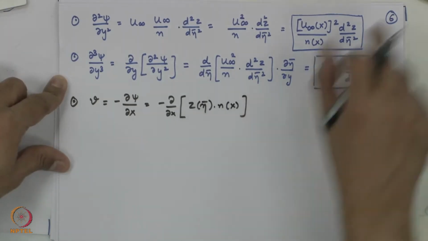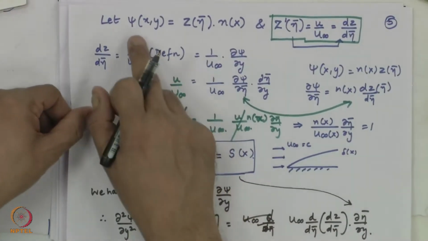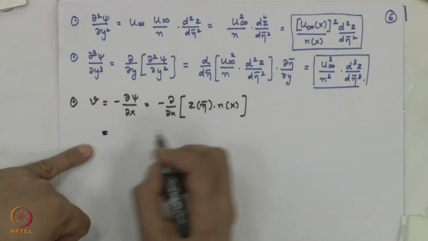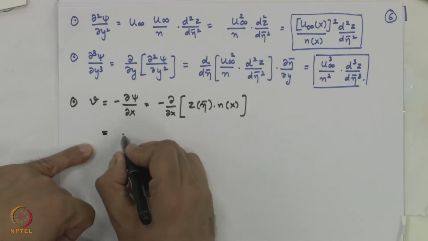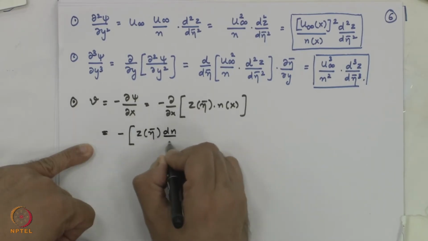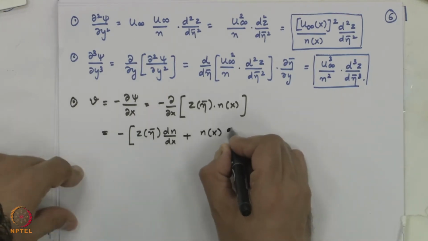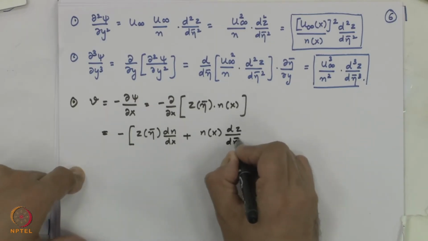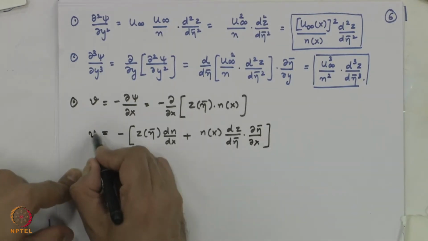Right? The stream function definition, we have chosen it exactly that way. So, I am just substituting for the stream function definition. If I open the bracket, using the product rule of differentiation, this is going to be nothing but minus z of eta bar dn by dx plus n of x dz by d eta bar by dx. This is my v.